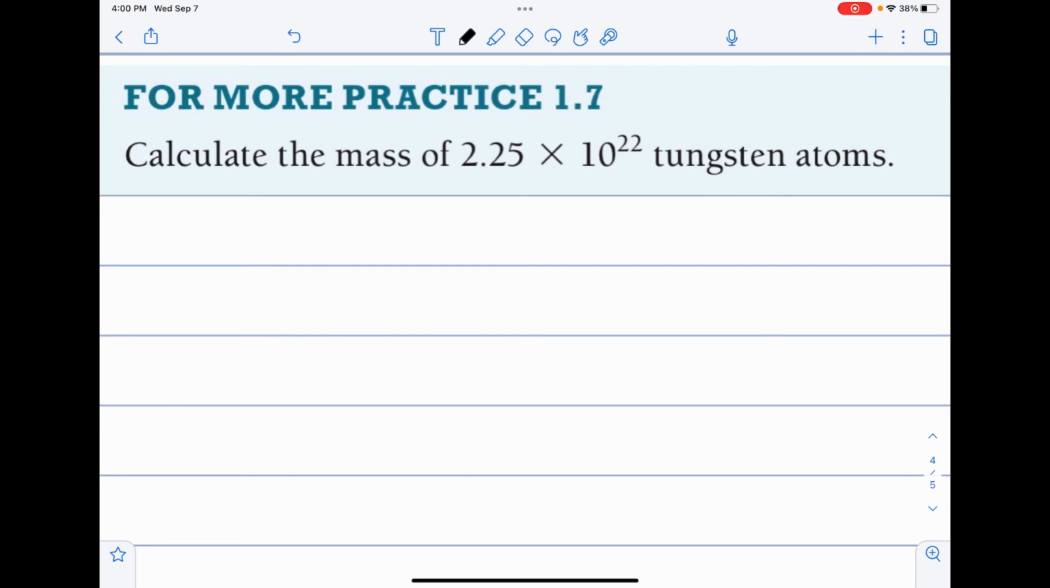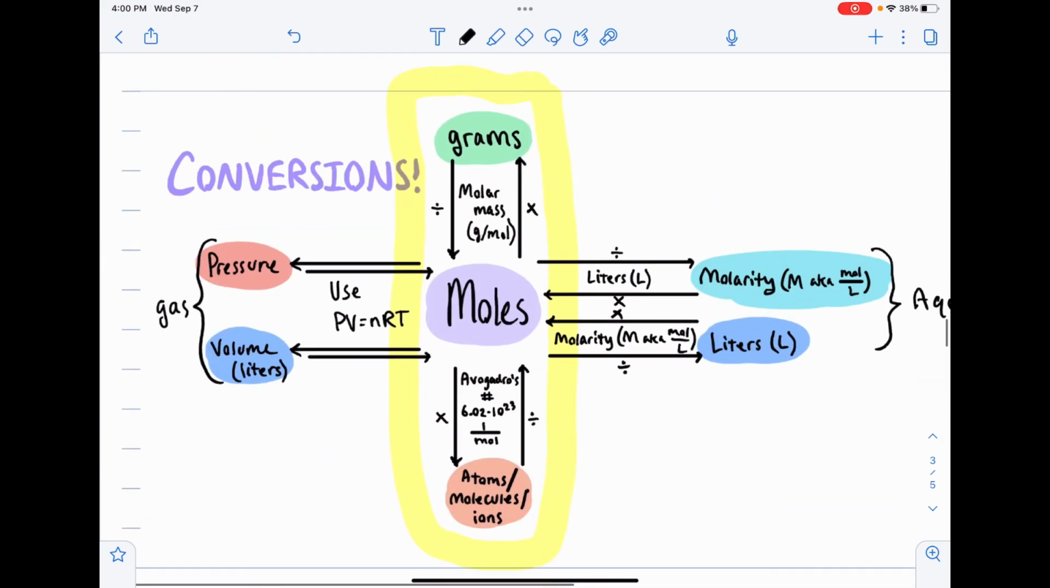So calculate the mass of 2.25 times 10 to the 22nd power tungsten atoms. So now we are going the other way. We're going from atoms to grams, because mass is going to be grams. If we look back at our figure, and hopefully we get to the point where we don't have to look at it, but I hope also that this is a nice starting point. You can take a screenshot if you want. And if we look at this, we want to go this way.